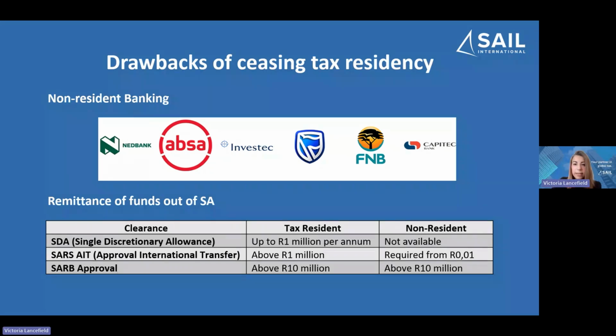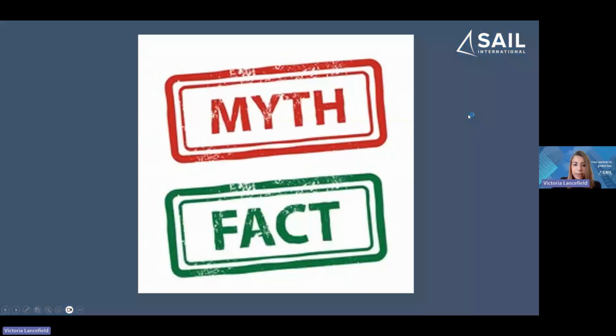Let's move on to the next myth. Another misconception is that you cannot keep any assets in South Africa when ceasing your tax residency. In reality, you can hold assets, liabilities, a business, no issue at all. There are no restrictions there. You can apply for a home loan, you can finance a vehicle, you can buy a holiday home, you can Airbnb it. It does not matter.